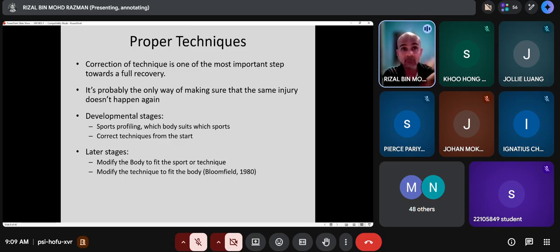I'm not talking about getting hit by the ball or getting hit by the stick or the racket. Those are acute injuries. That one you cannot change much. That's one off. But the recurring injuries, you want to try to minimize. Right? So proper technique, for example, is the only way to ensure that that person doesn't come in again for the same injury. So proper technique, you can divide into two stages. One is the developmental stage. That means having proper technique early on.